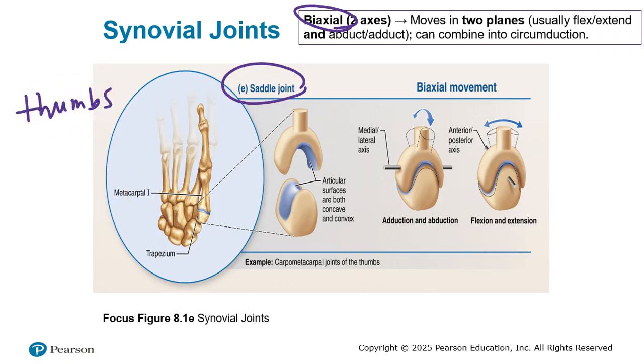Okay, now the saddle joint is still going to have the same type of movement that we're seeing. So again, we're going to have an axis going across, an axis going this way, so that we can understand that biaxial movement. So we have adduction and abduction, flexion and extension.